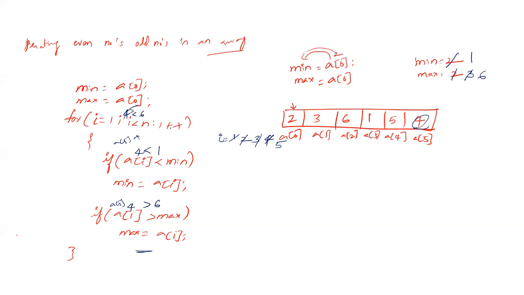We have completed these. I plus plus is 6. So 6 less than 6 is false. We come out of the block. So what is the min value and what is the max value? Min value is equal to 1. Max value is equal to 6.